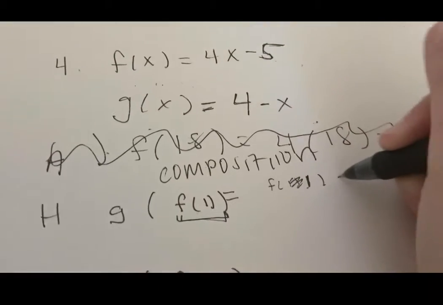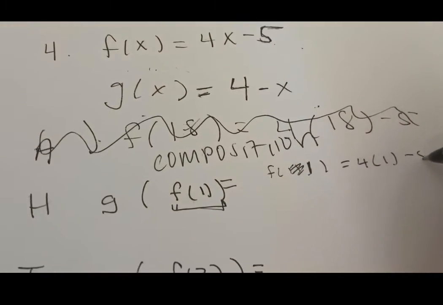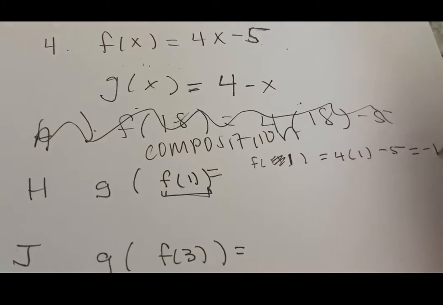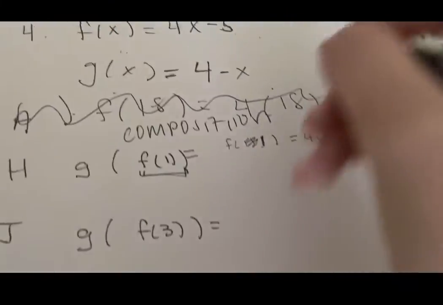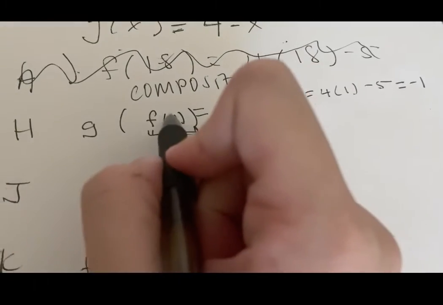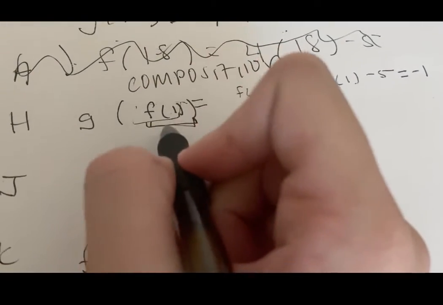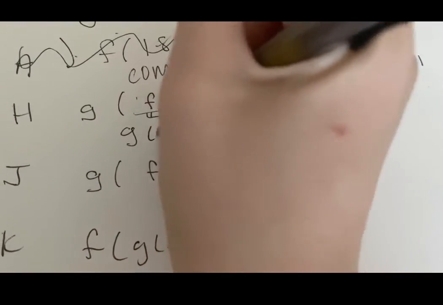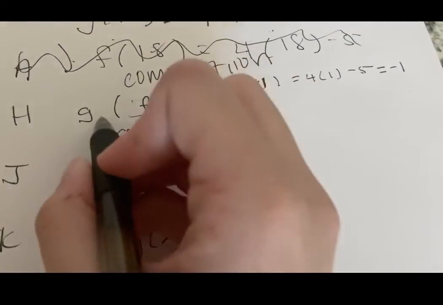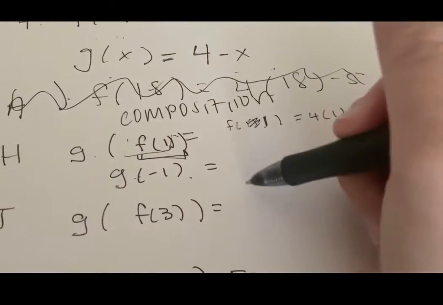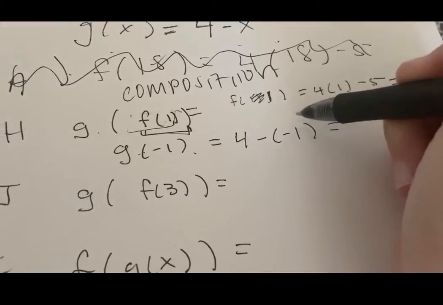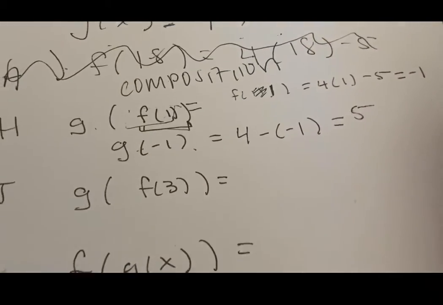F of 1 equals 4 times 1 minus 5. 4 times 1 minus 5 is a negative 1, right? So now that I have a negative 1, I'm going to replace that. I found that f of 1 was negative 1, so now I have to do g of negative 1. I moved to that outer piece, now I'm doing the g function. So 4 minus a negative 1, 4 plus 1, this equals 5.